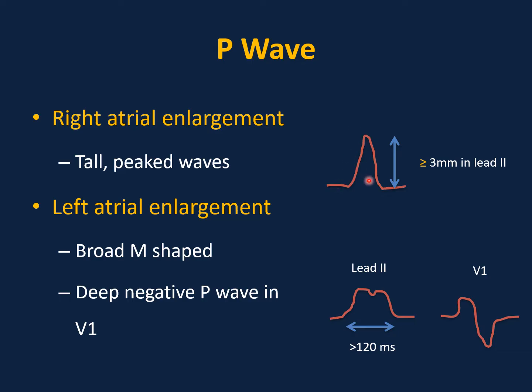After analyzing rhythm, rate, and axis, we look at the P wave. If the P wave is tall and peaked, more than 3 millimeters or more than 3 tiny squares, this is an indication of right atrial enlargement. If the P wave in lead 2 is broad and M-shaped, more than 3 tiny squares or more than 120 milliseconds, this is an indication of left atrial enlargement. Also, you can look at the P wave in V1. If it's deeply negative in V1, this is another indication of left atrial enlargement. So, easy to remember: if the P wave is peaked, taller than 3 tiny squares in lead 2, this is right atrial enlargement. If it's broad, wider than 120 milliseconds or more than 3 tiny squares, this is left atrial enlargement.